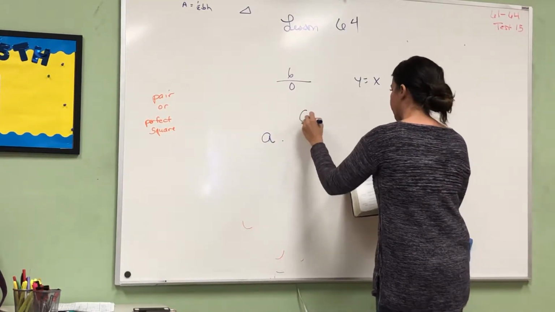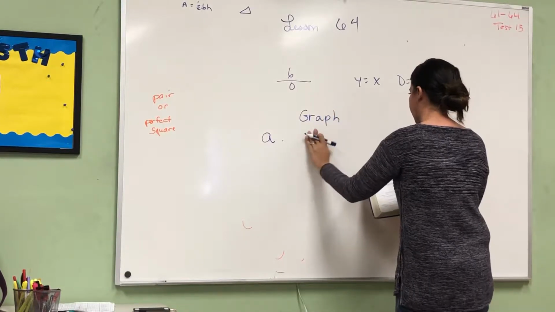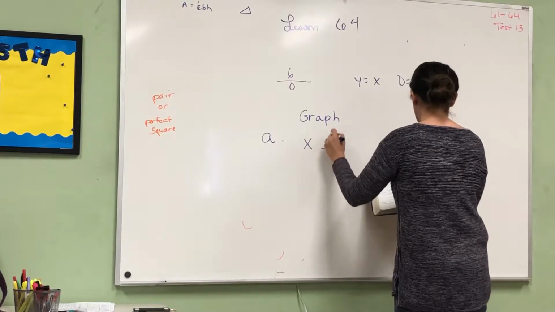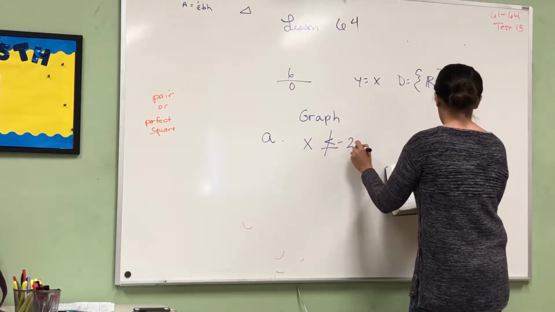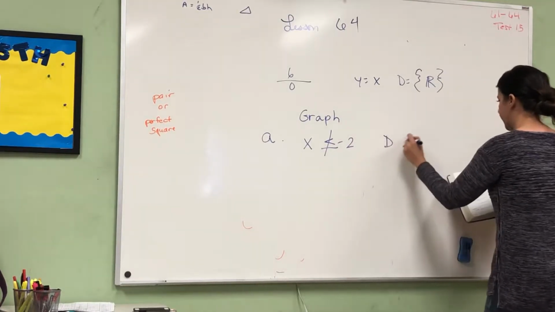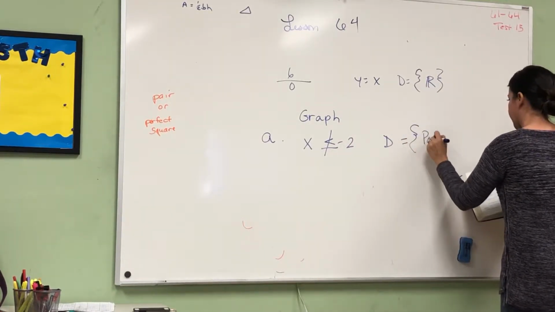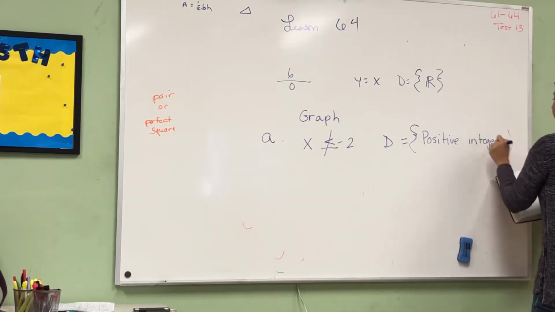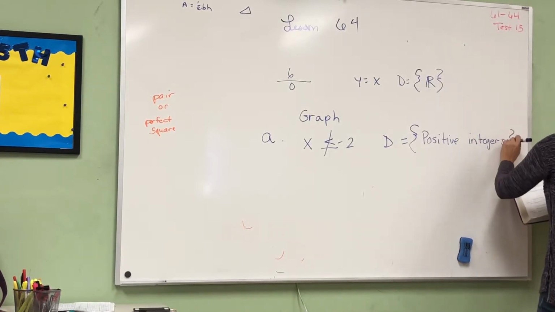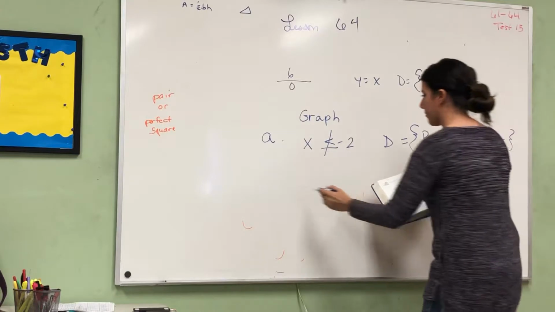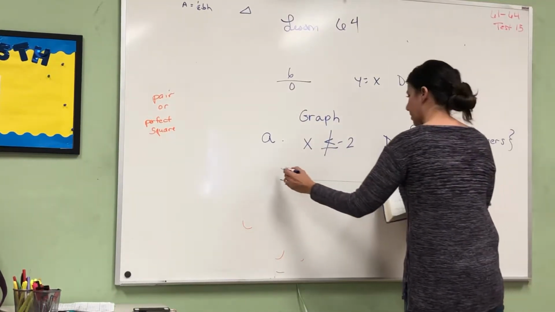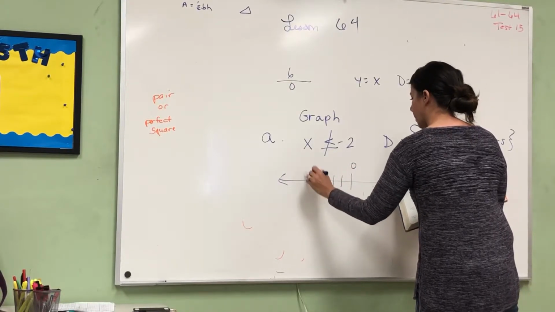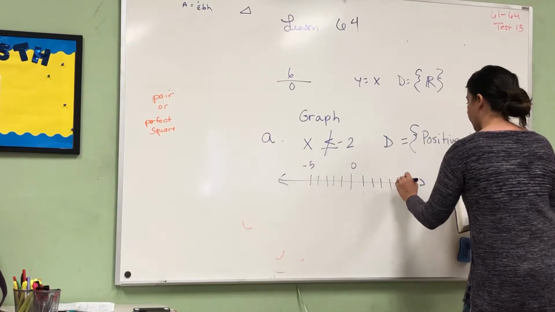It says graph. We're going to graph these expressions or these inequalities on a number line. We have x is not equal to or less than -2, and the domain D equals positive integers. So those are the only numbers I'm going to use on my graph. So graph my number line here. 0, 1, 2, 3, 4. -5, 1, 2, 3, 4, 5.